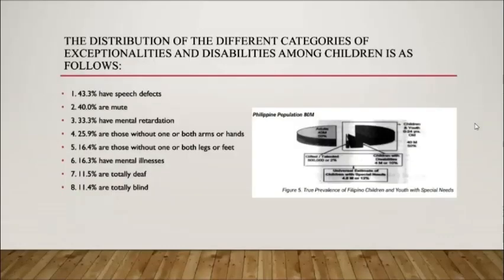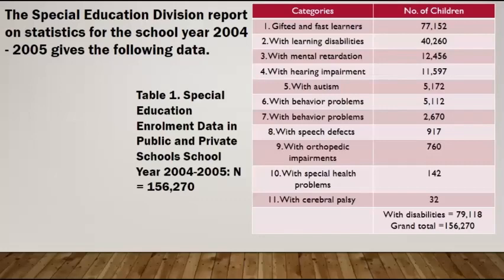The distribution of the different categories of exceptionalities and disabilities among children is as follows. 1.43% have speech defects. 2.40% are mute. The Special Education Division report on statistics for the school year 2004 to 2005 gives the following data. Table 1. The special education enrollment in public and private schools, school year 2004 to 2005.